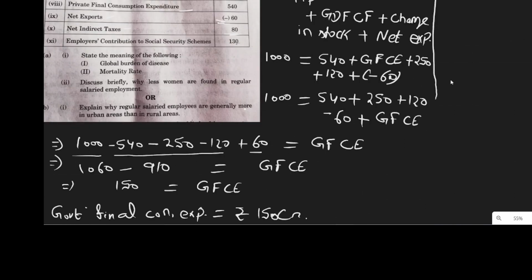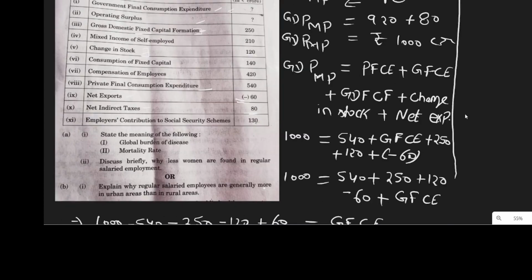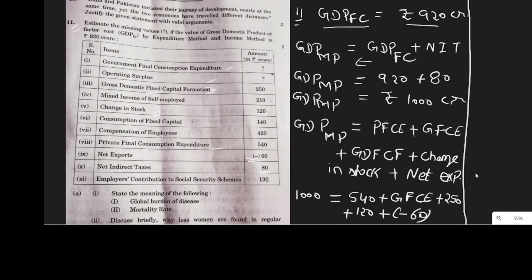Now we will find the second missing value. What is that? That is operating surplus. Operating surplus is part of which method? It is part of the income method. Again, what we are given here by income method is the same GDP-FC as 920 crore. Okay, here I could write expenditure method anywhere, on the top also, expenditure method. Here I can write now income method.